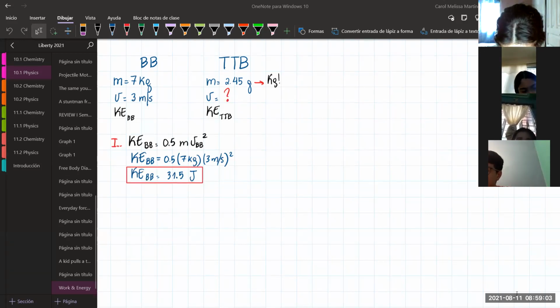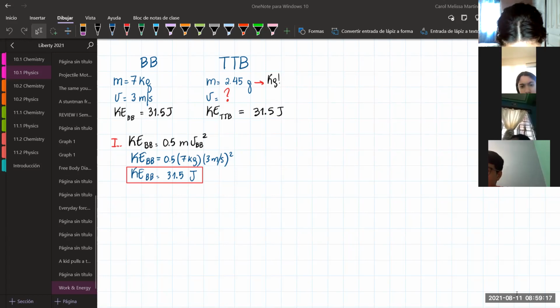Kinetic energy, we got 31.5 joules, and it's the same kinetic energy as the table tennis ball. So, because now we have this information, now we know the mass and the kinetic energy, we can easily get the speed. Okay, so we're going to work with this equation to get the speed.